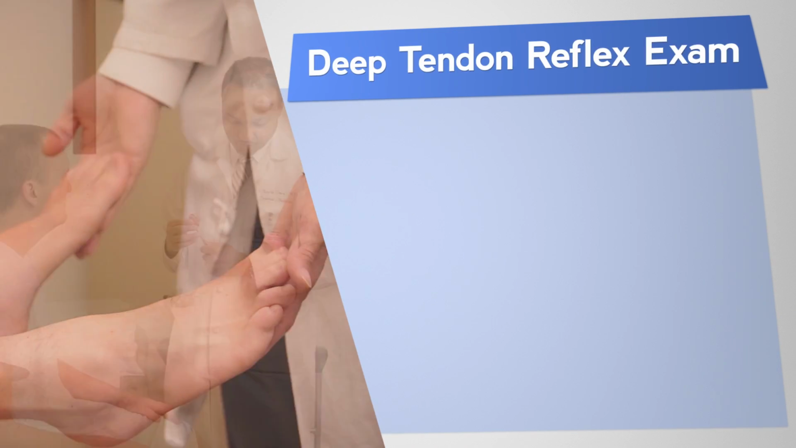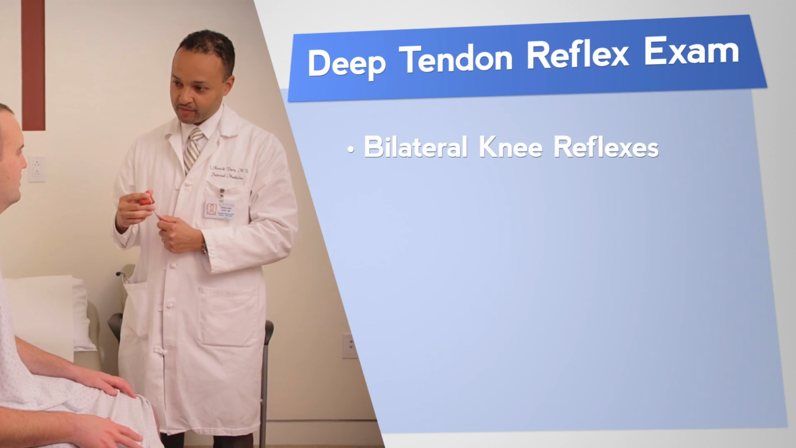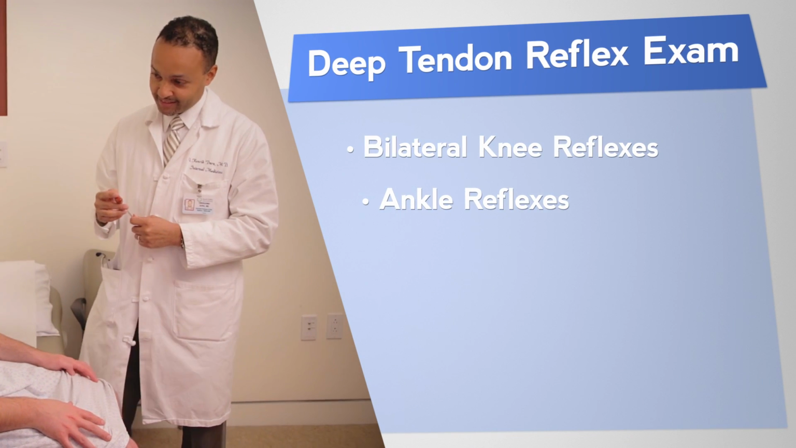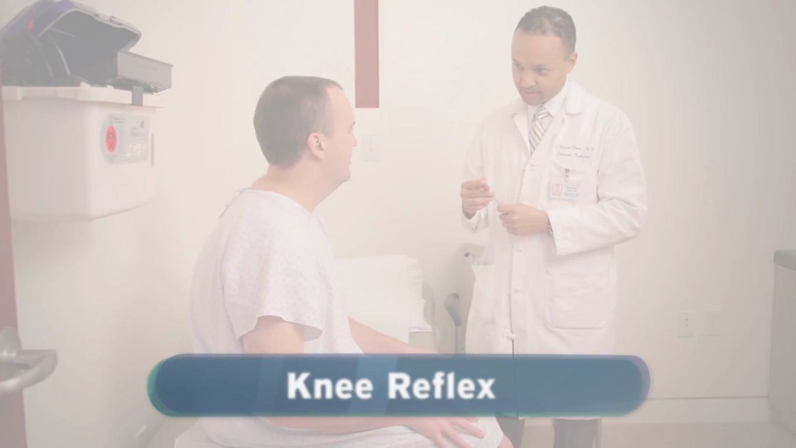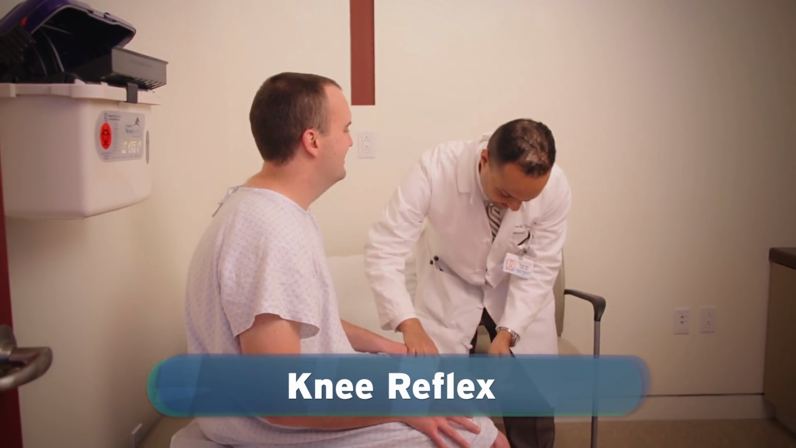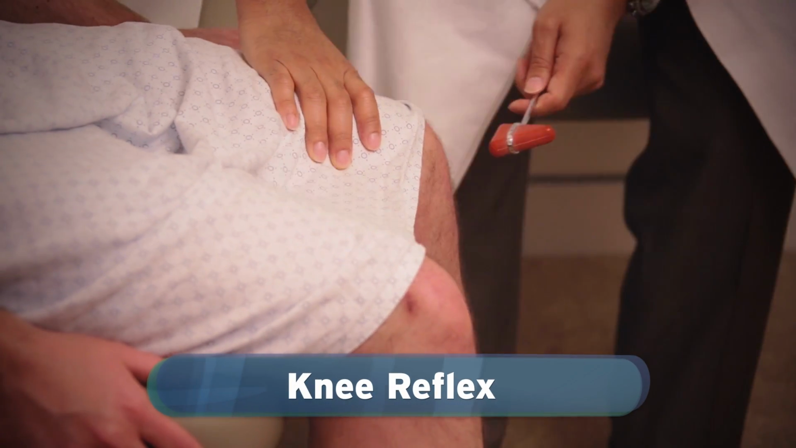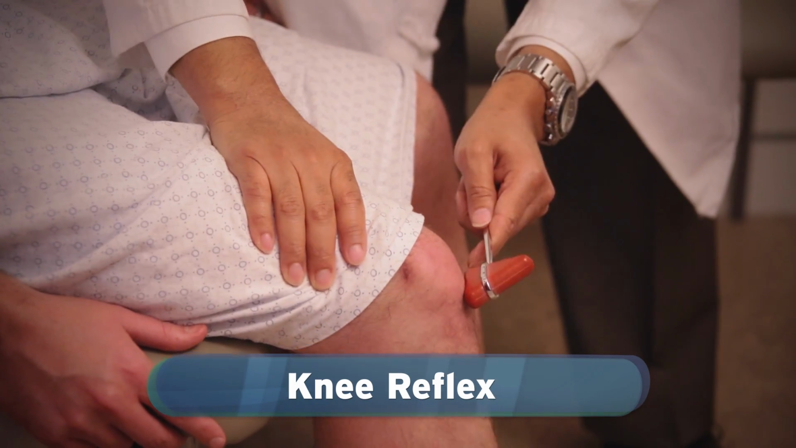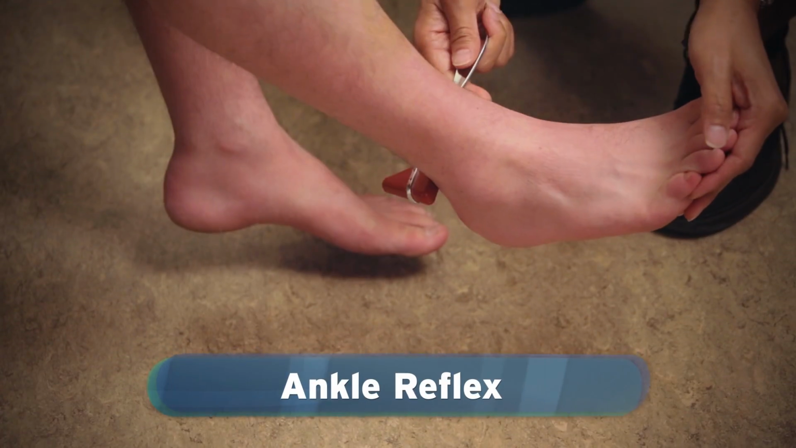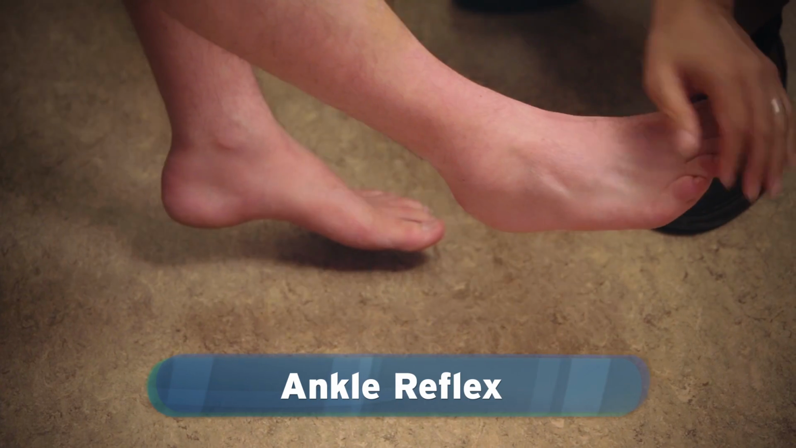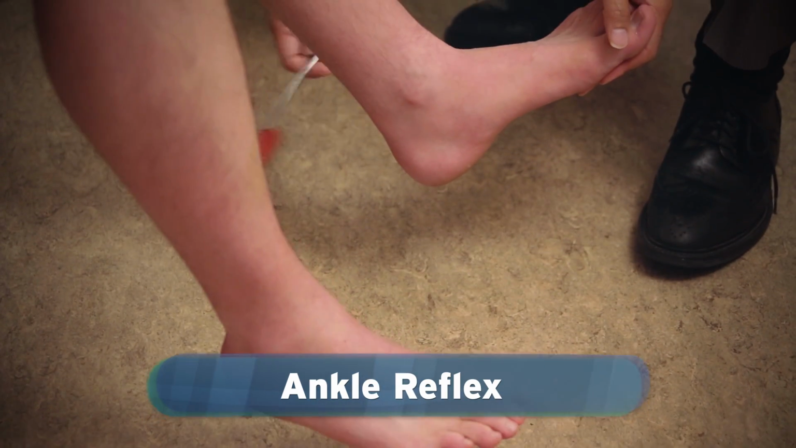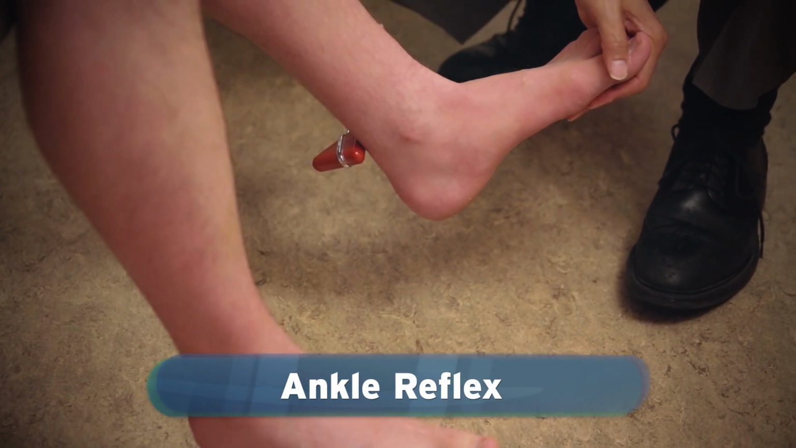For the deep tendon reflex exam, check the bilateral knee reflexes and ankle reflexes. For the knee reflex, hold the quadriceps with one hand while striking the quadriceps tendon with the reflex hammer. For the ankle reflex, hold the relaxed foot with one hand while striking the Achilles tendon with the reflex hammer.